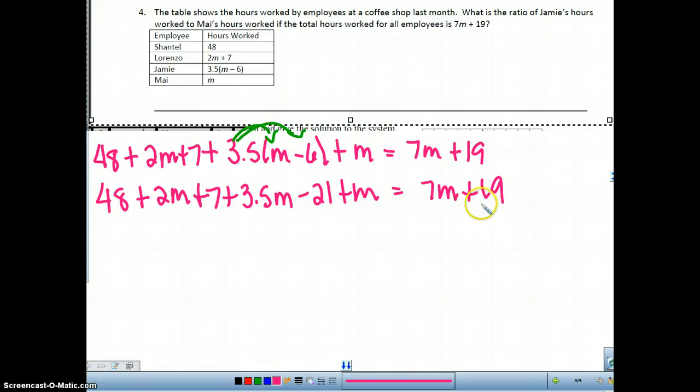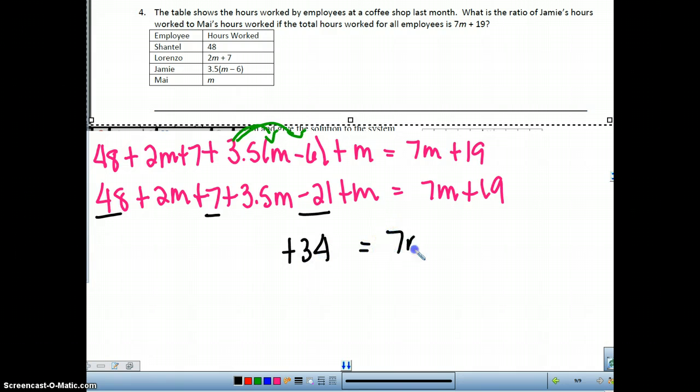All right, so now can we go ahead and start combining our like terms? You bet. So let's start with our integers. We've got a 48, and what we're going to do is start plugging it into our calculator. We have 48 plus 7 minus 21, right? So what do you get? Devin, what do you get? 48 plus 7 minus 21. Christian. 34. Positive 34.